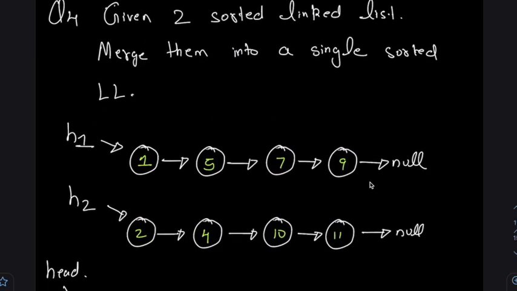And then the last question was, given two sorted linked lists, merge them into a single sorted linked list. Now this concept is very important. Why? Because merge sort in linked list is pretty advantageous. Merge sort gives us O of n space complexity when done with arrays, but merge sort gives us O of log n space complexity when done with linked list.